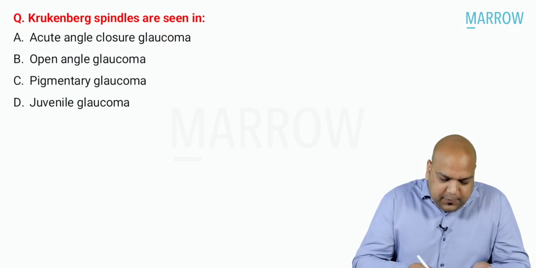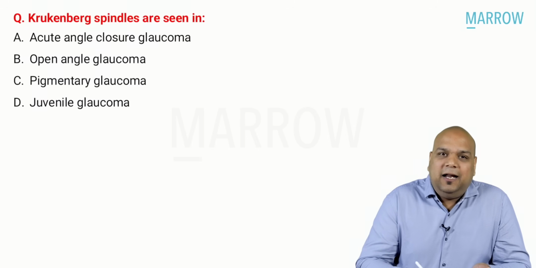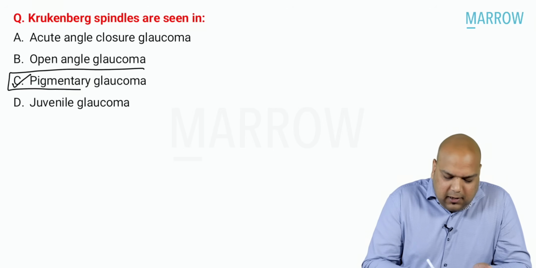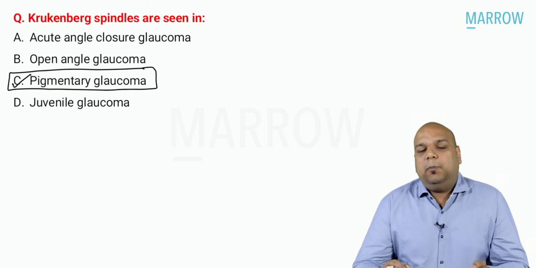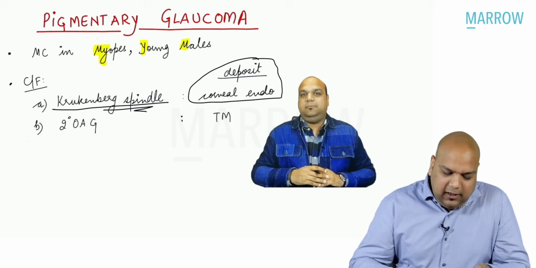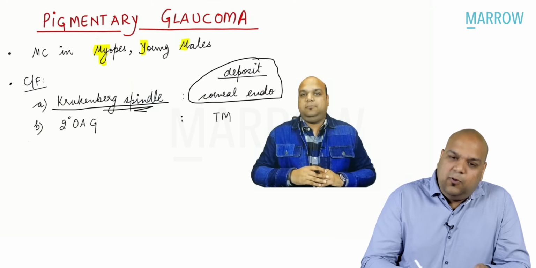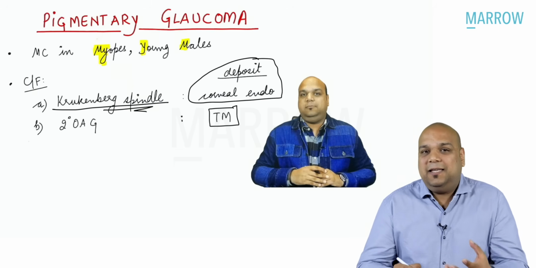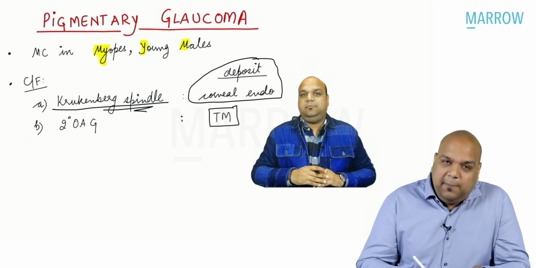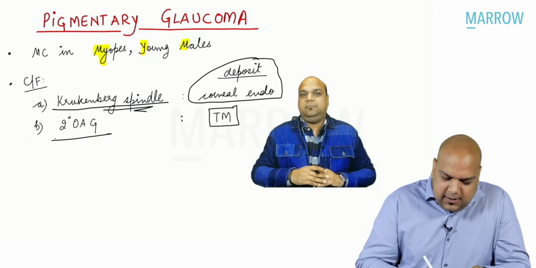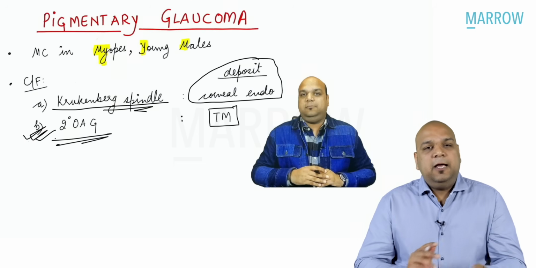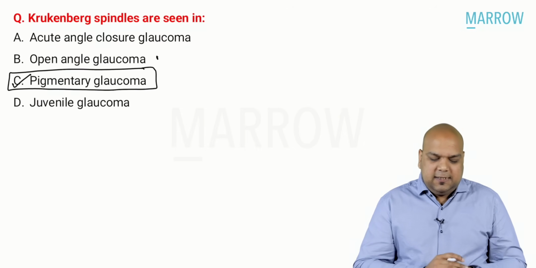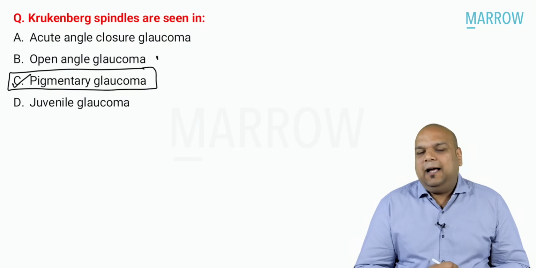But there was no option which stated a confusing answer. It was clearly given pigmentary glaucoma, right? What if pigmentary glaucoma was not given? If pigmentary glaucoma was not given, then we know that upon deposit on the trabecular meshwork, the pigments make kachra, like kind of garbage. So they block the trabecular meshwork and thus they cause secondary open angle glaucoma. So if pigmentary glaucoma was not given, then you could have answered secondary open angle glaucoma.